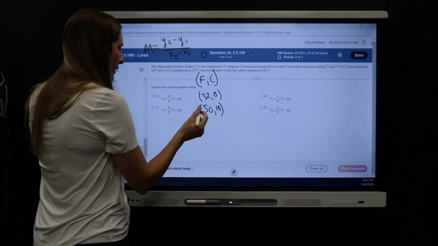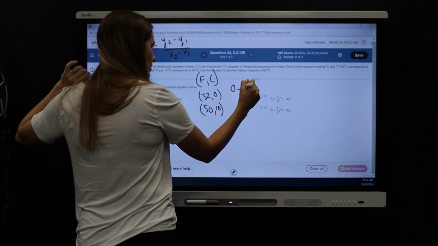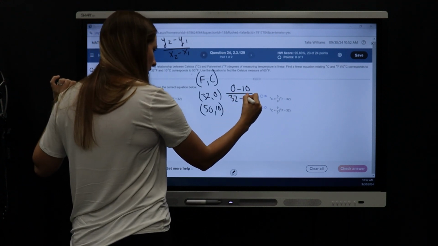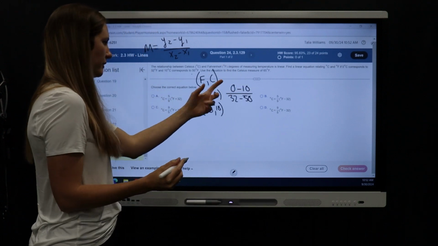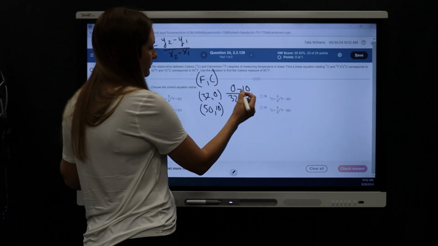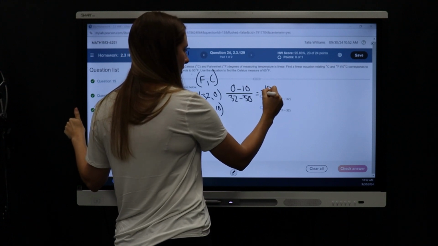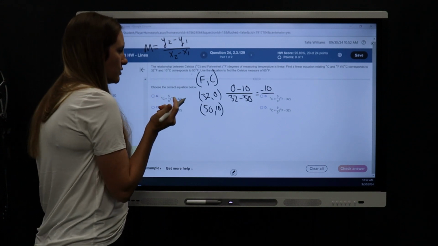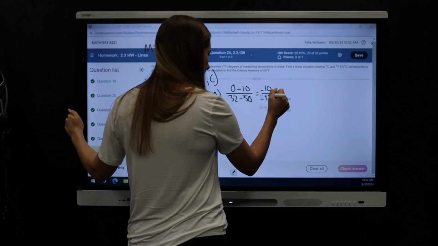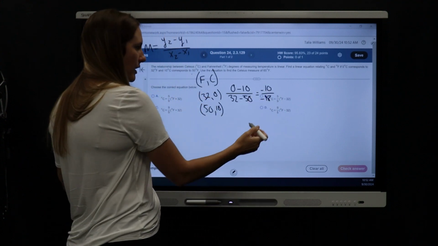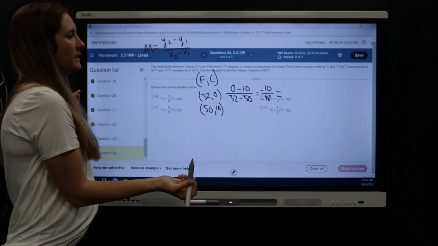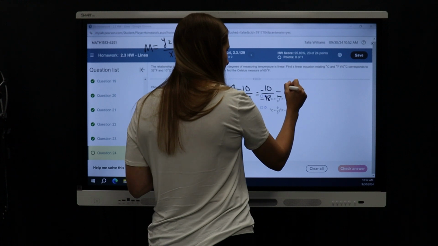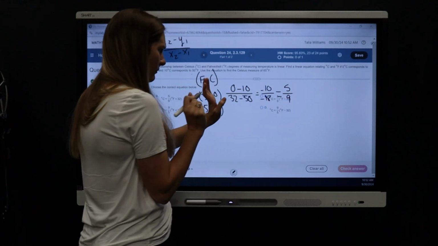So we have 0 subtract 10 over 32 subtract 50. I could have done 50 subtract 32 and 10 subtract 0, probably should have to avoid the negative. So we have negative 10 over 32 subtract 50, which is negative 18. A negative divided by a negative is going to make that positive. 10 over 18. 2 goes into both of them. So we're going to have 5 ninths, and this is our slope.